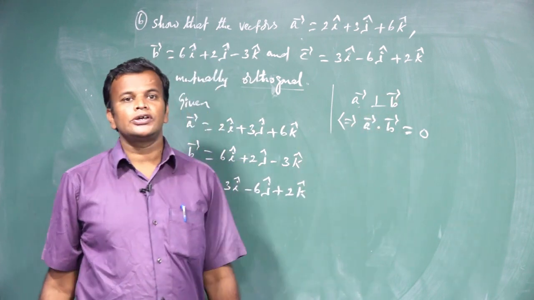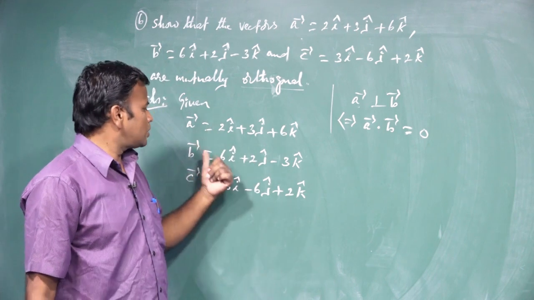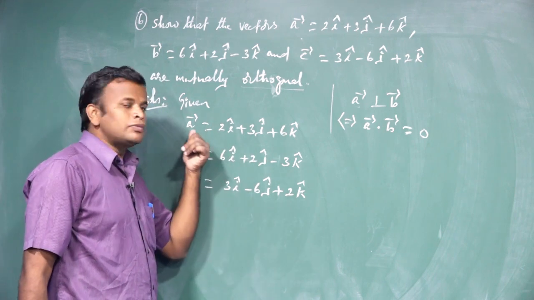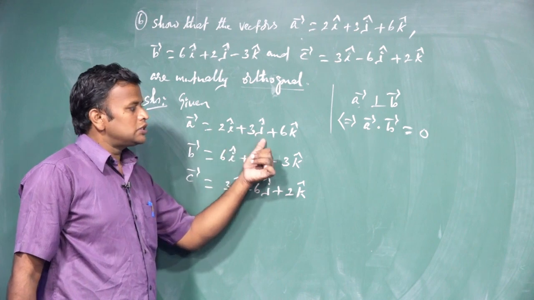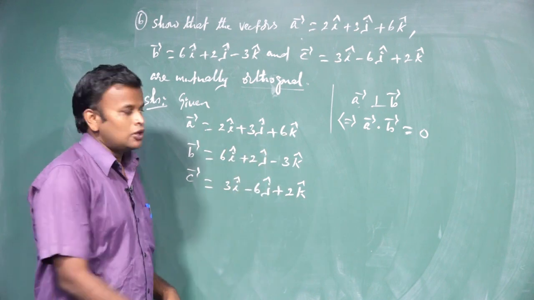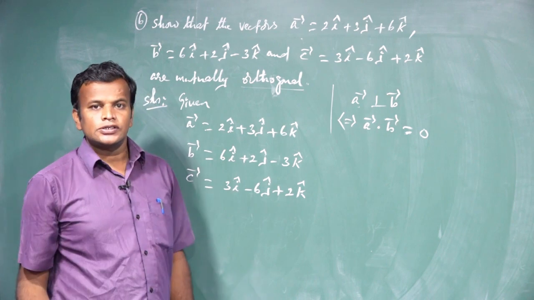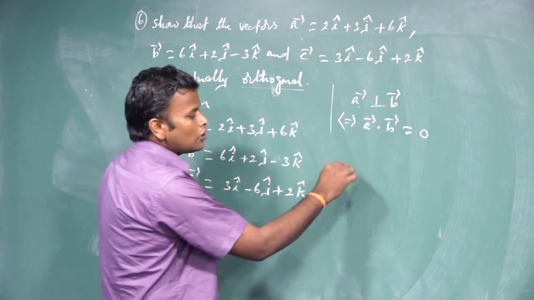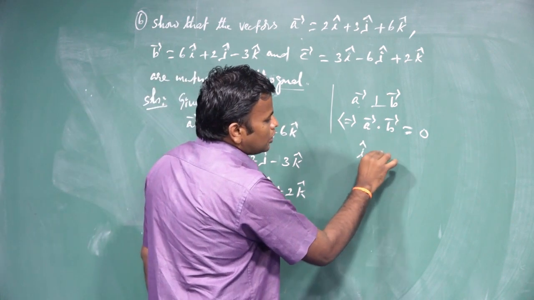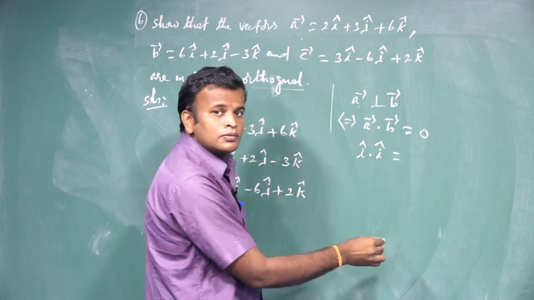vectors are perpendicular. Now A vector, B vector, C vector are given in the sum: 2 i cap plus 3 j cap plus 6 k cap. So, you know very well i cap, j cap, k cap are unit vectors. I remind you the value of i cap dot i cap is always 1.